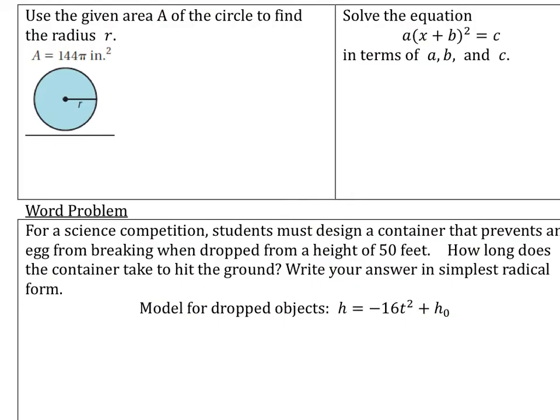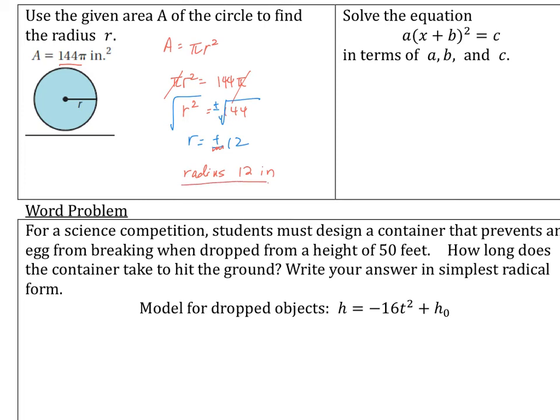Use the given area A of the circle to find the radius r. So the area here is given as 144 pi square inches. And the area of a circle is pi r squared. So I'm going to set that equal to 144 pi. I can cancel out pi, so r squared equals 144. I could take the square root of both sides, and r would equal positive or negative 12. Well, there's no such thing as negative distance, so we can go ahead and ignore the negative sign, and the radius will be 12 inches.